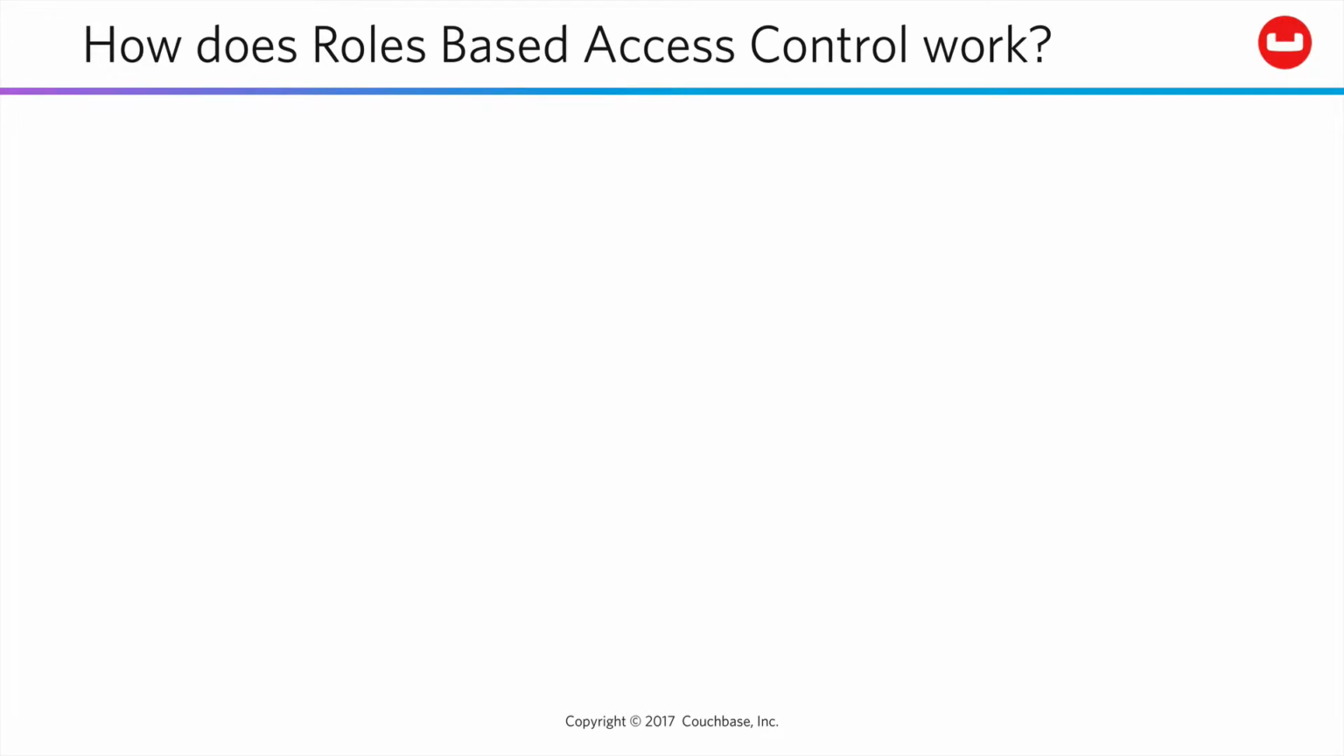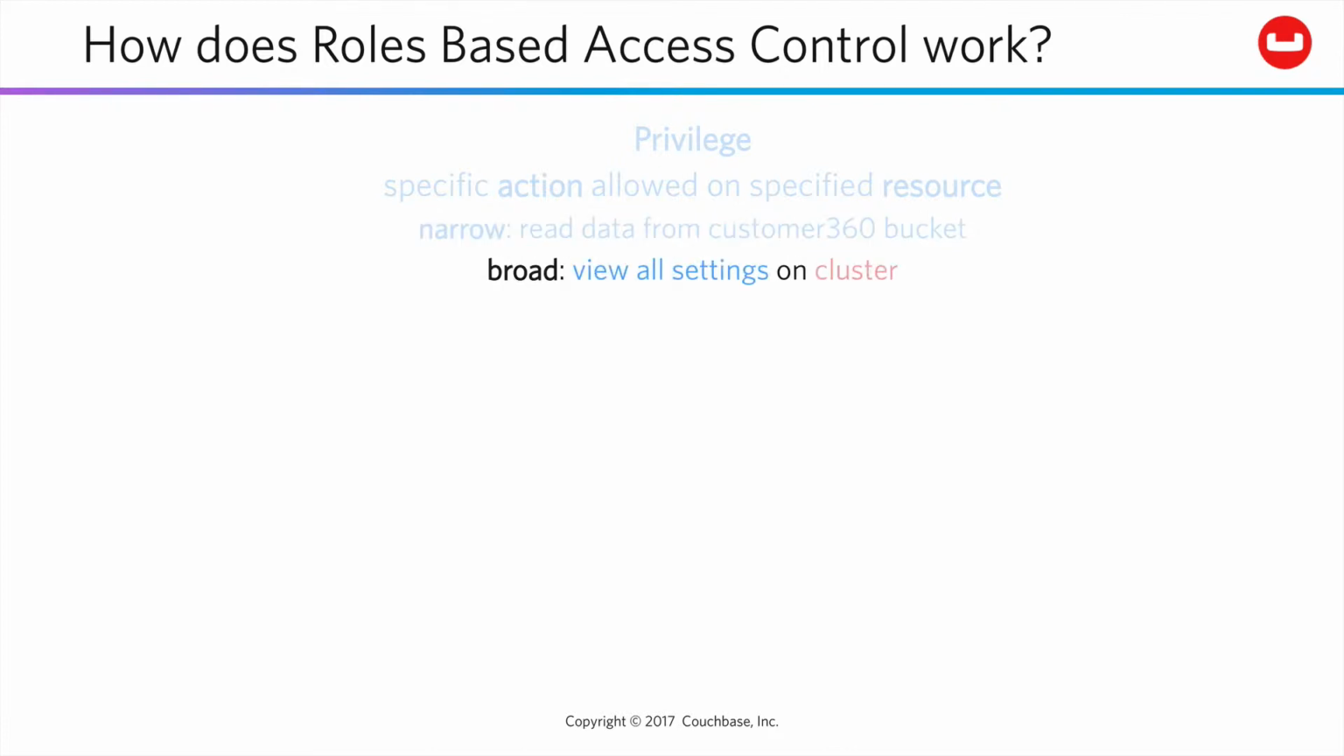Like many systems, we control system access based on privileges and roles associated with users. So a privilege would be a specific action allowed on a specified resource. It could be narrow, such as a permission to read data from a specified bucket, or broad, like a permission to view all settings on an entire cluster.